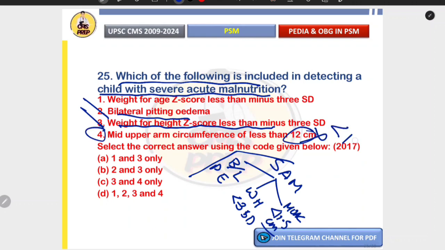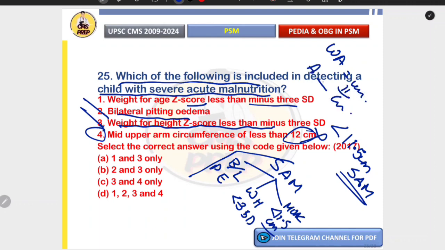It is incorrect. It must be less than 11.5 centimeter to be categorized into severe acute malnutrition. Weight for age score less than -3 standard deviation. See, weight for age tells us that the child is underweight, and this may be a sign of onset of malnutrition or chronic protein energy malnutrition. So it is also incorrect. It is not a criteria for acute malnutrition, severe acute malnutrition. So correct answer is option 2 and 3.